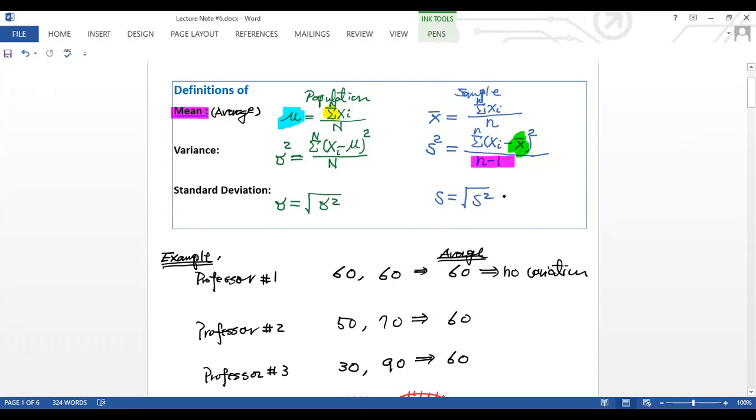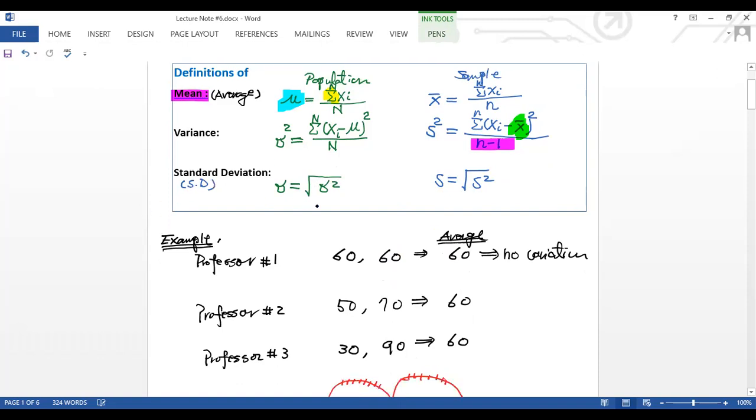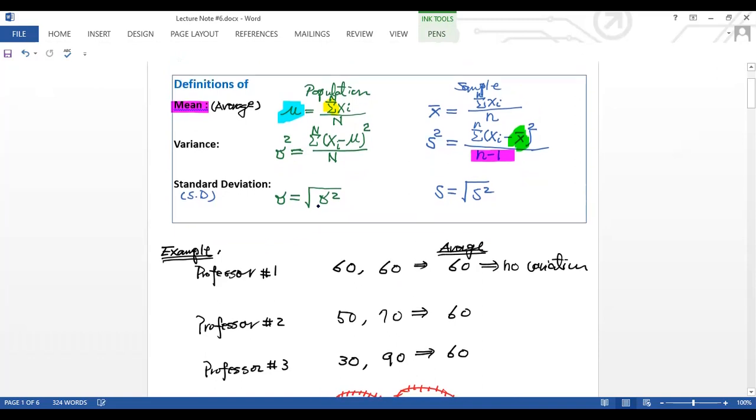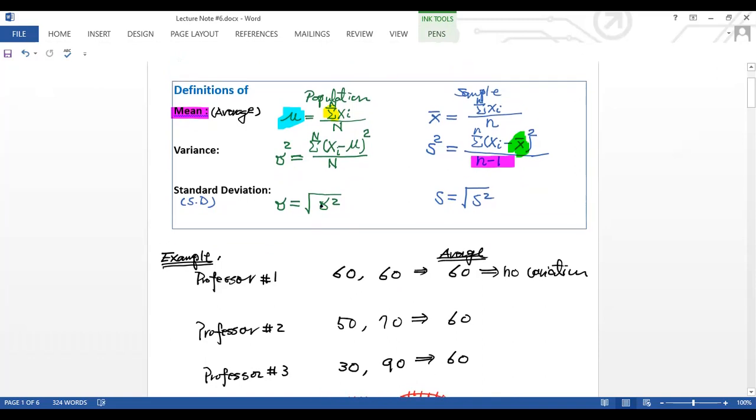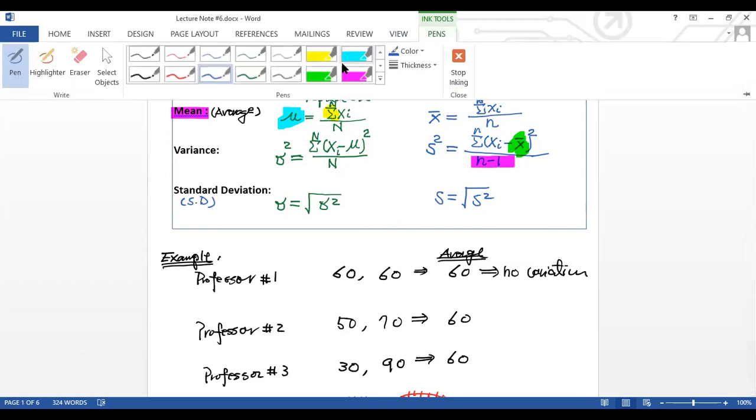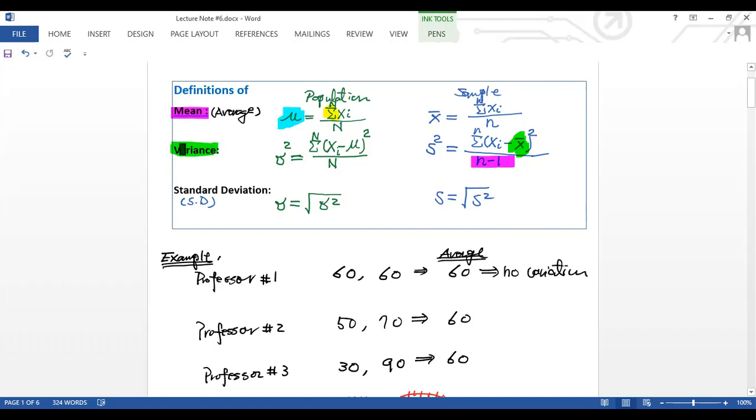So that is what we call the sample standard deviation. Sometimes you will see this written as sample SD, which just means standard deviation. Those are the two most important measurements in statistics: the mean and the variance.